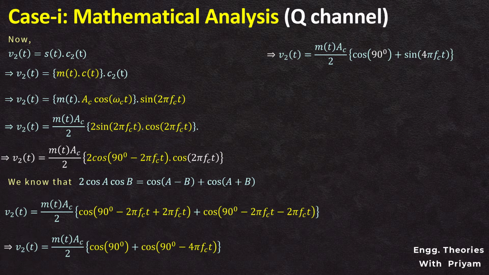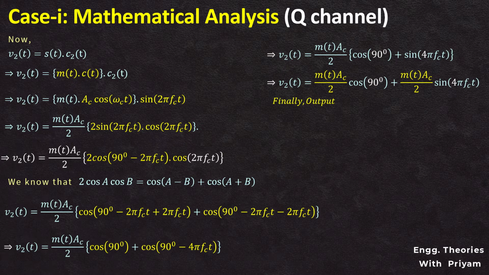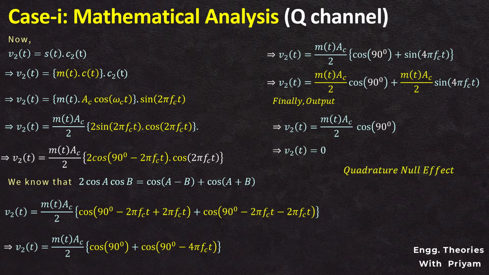Now we need to multiply this m(t) into Ac divided by 2 with both the terms. Then v2(t) will become m(t) into Ac divided by 2 into cos 90 degree plus m(t) into Ac divided by 2 into sin 4 pi f_c t. Now this output of the lower product modulator is passed through a low pass filter, and after passing through the low pass filter, the high frequency term, m(t) into Ac divided by 2 into sin 4 pi f_c t, will be eliminated, and the only term remaining in the output will be m(t) into Ac divided by 2 into cos 90 degree. Now we know that cos 90 degree is equal to 0, so the output of the lower product modulator, v2(t), is equal to 0. This effect is known as the quadrature null effect.